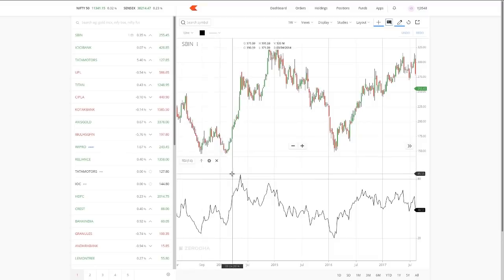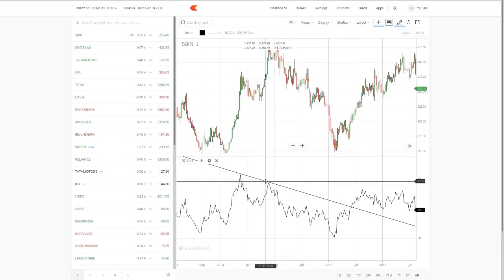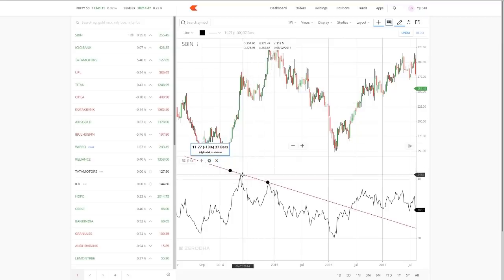So the RSI that is being formed here, I have plotted 14 RSI. The higher high, the high. So here if you look, RSI is forming a lower high. What that means is the new high of RSI which is formed here for the high price is lower than the previous RSI when the price was at its previous high.